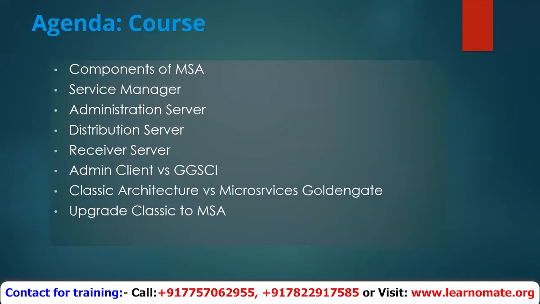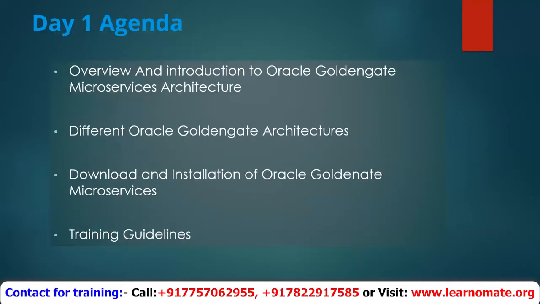Then we'll be discussing how to upgrade our classic architecture to microservices architecture. What would be the steps? Deinstallation. Then we'll be discussing upgradation of one GoldenGate version to another version. Bidirectional replication, DDL replication, we'll be discussing that as well in the training. So today is day one training. We'll do overview and introduction to Oracle GoldenGate microservices architecture. What are different Oracle GoldenGate architectures available? And then if time permits, we'll also discuss download and installation of GoldenGate microservices architecture.